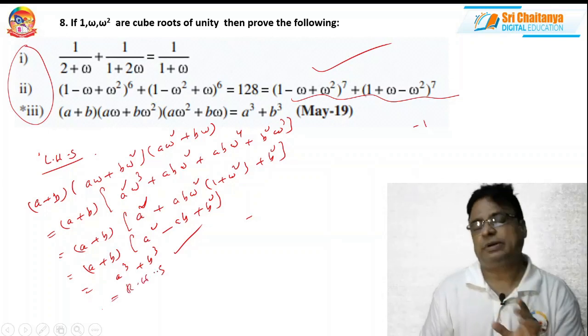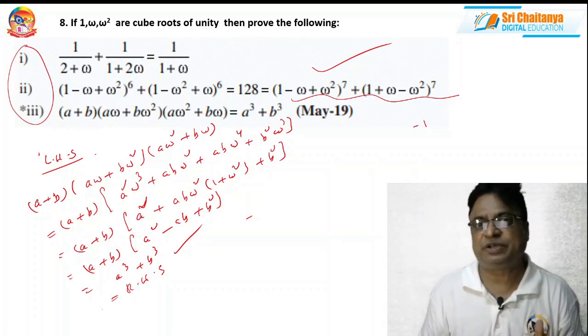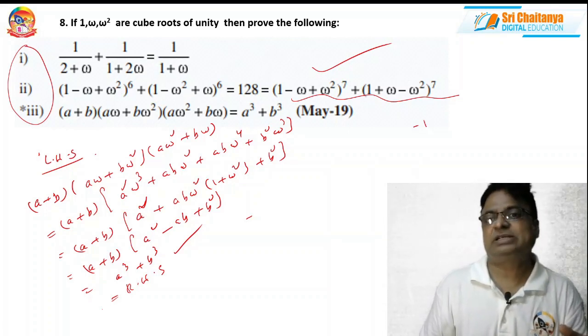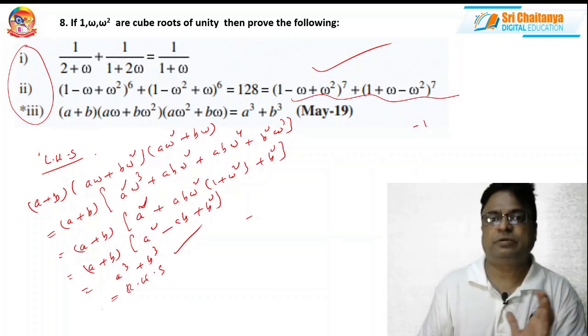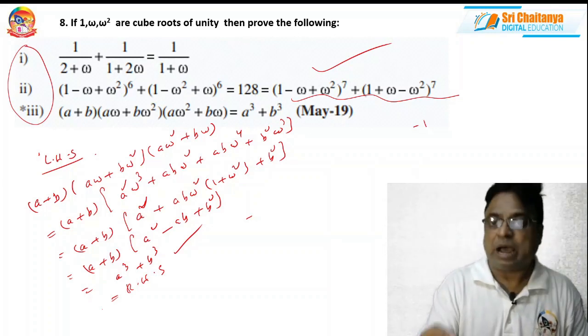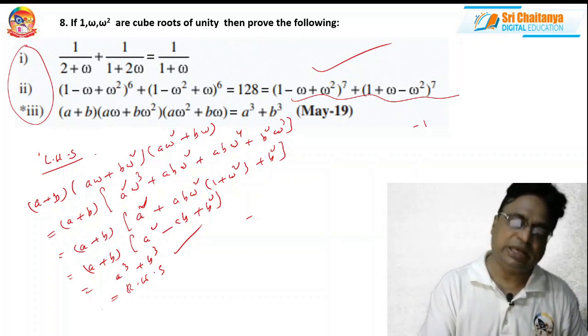So please be careful in complex numbers. What is A cube plus B cube? If anybody asks you what is A cube plus B cube, then immediately you can factorize A cube plus B cube as A plus B into A omega plus B omega square into A omega square plus B omega. Applications you will enjoy in another lesson.